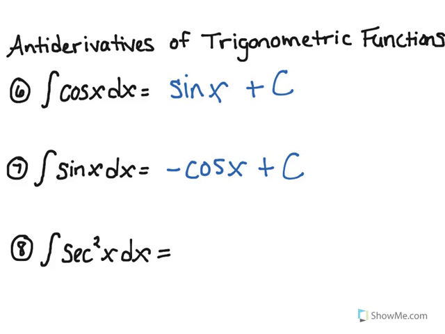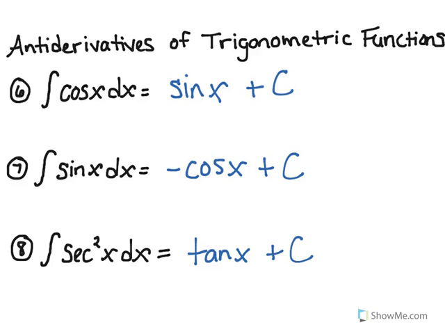I want you to think about it for a minute. The derivative of cosine was negative sine. So the derivative of negative cosine would be positive sine. So that's why there's a negative in our answer here. The derivative of what thing was secant squared? The derivative of tangent was secant squared. So the antiderivative of secant squared is tangent x.